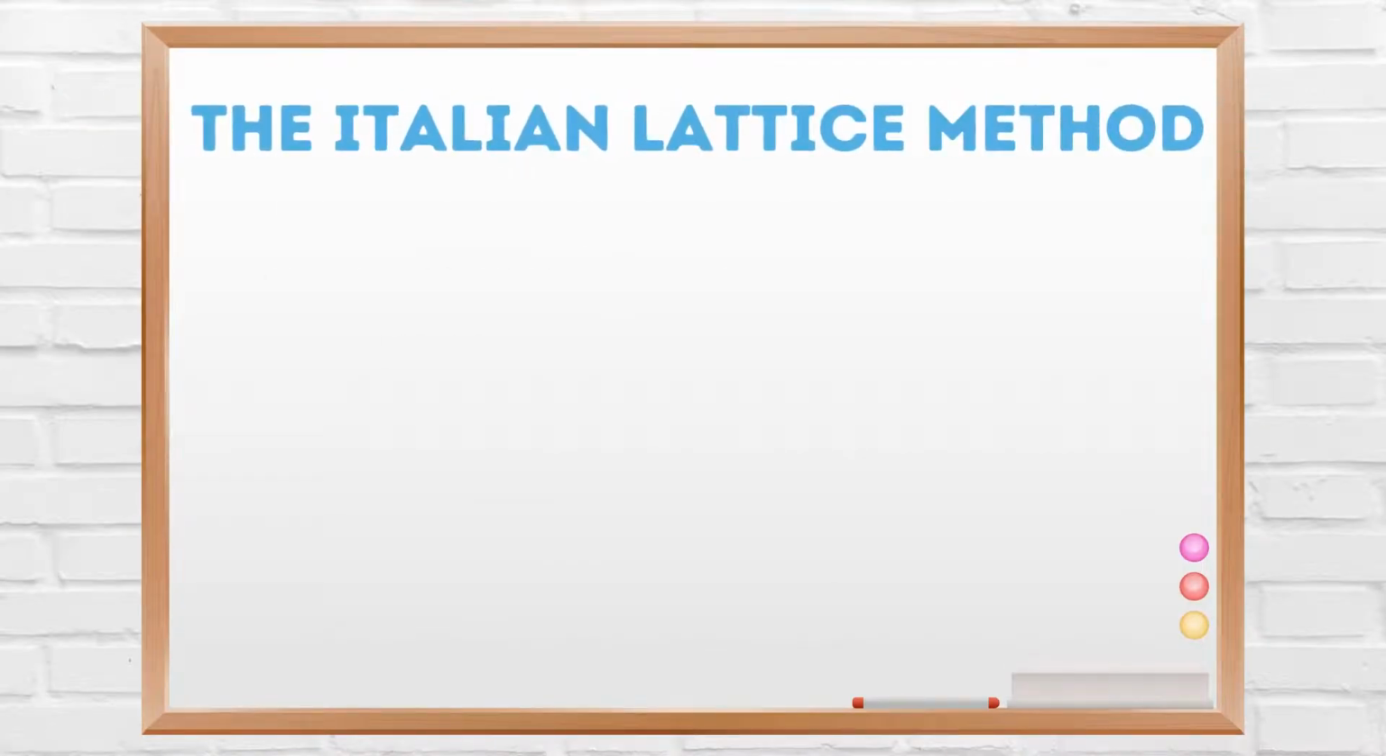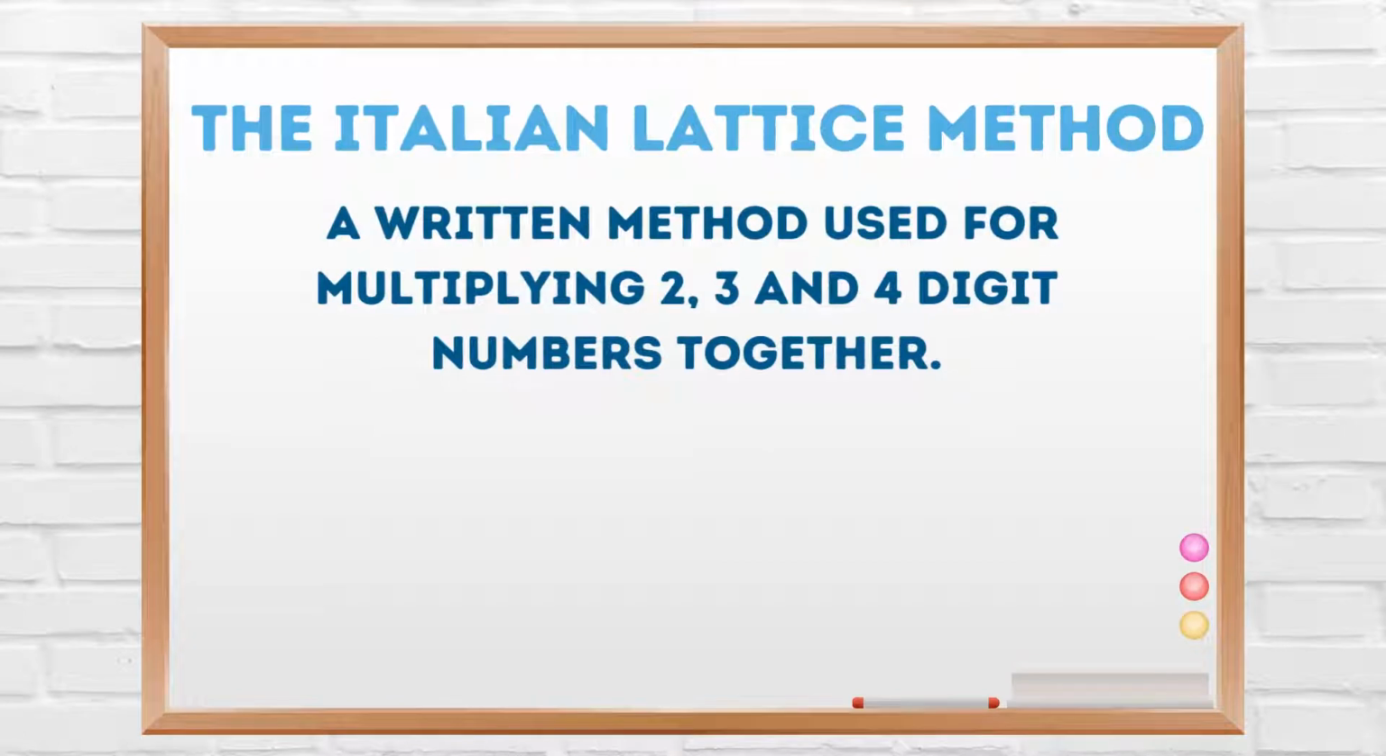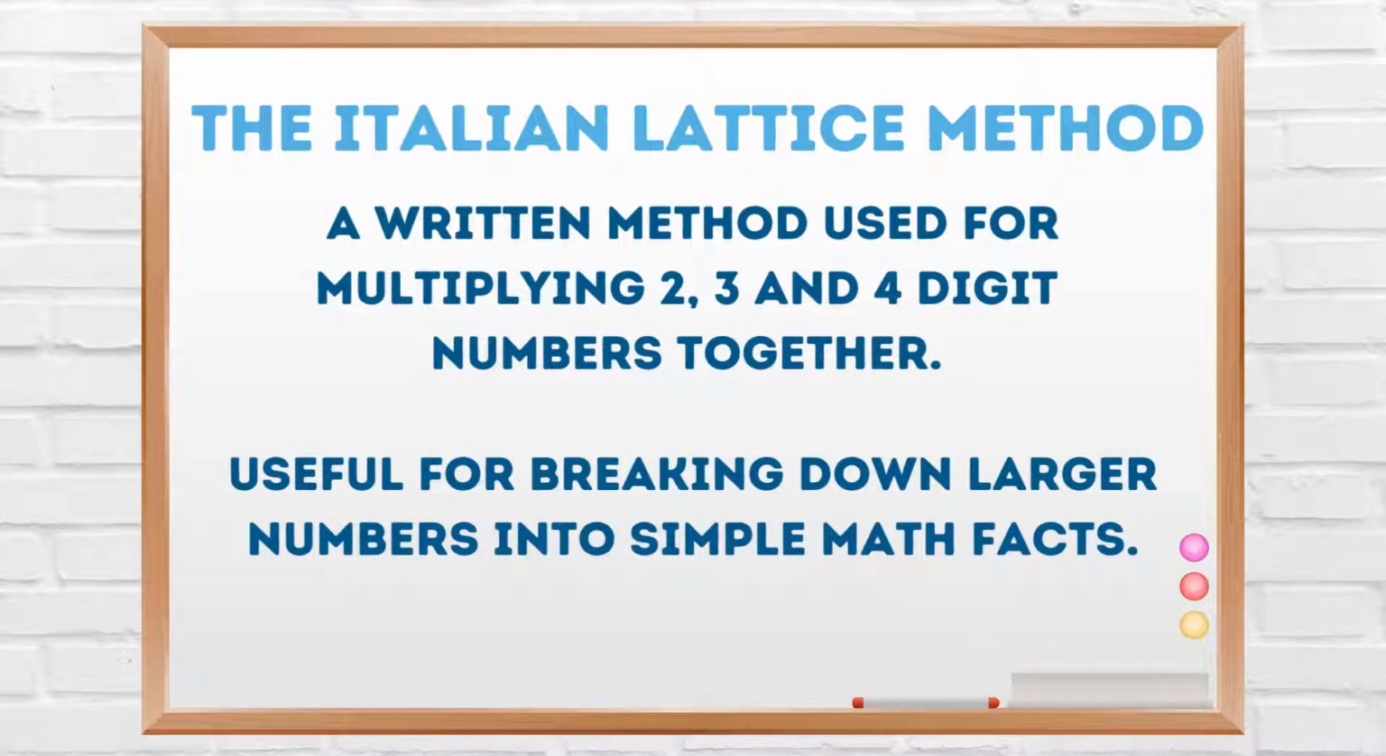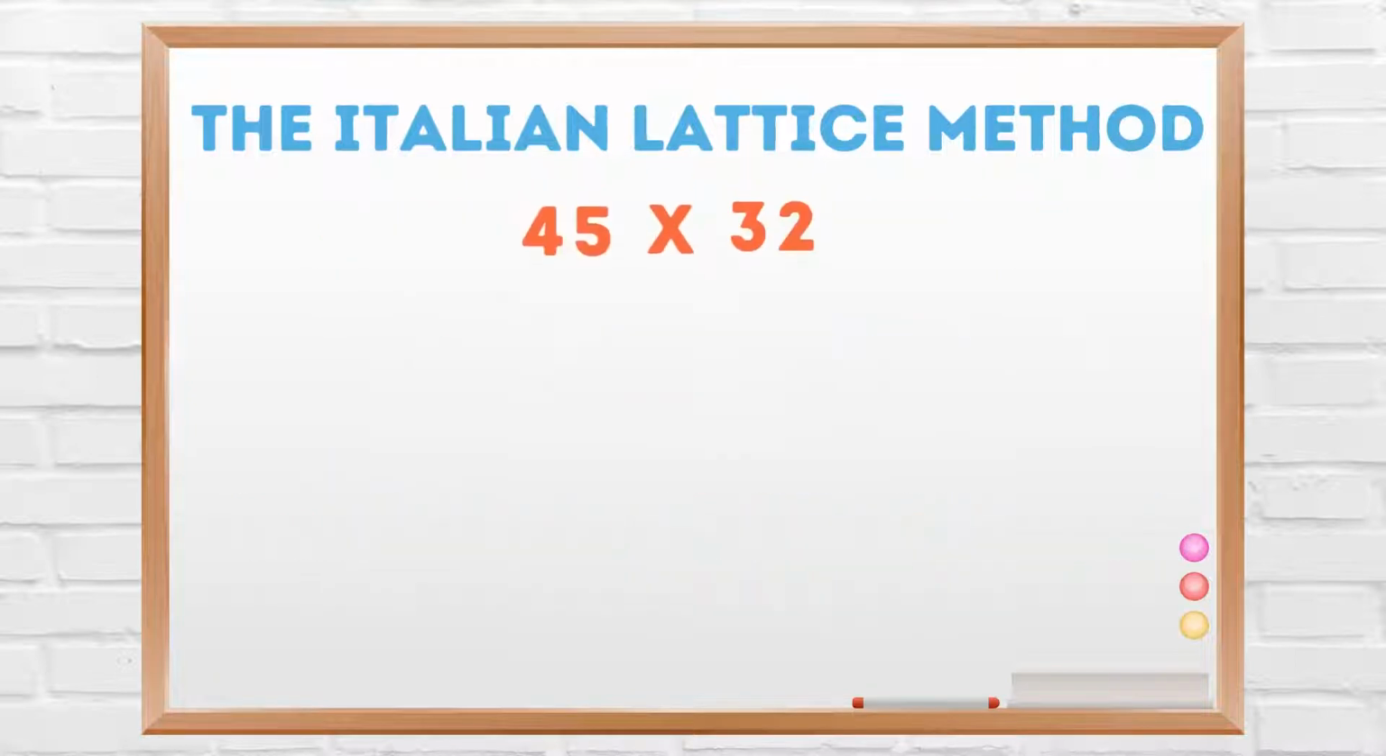The Italian lattice method is a written method of multiplication mostly used for multiplying 2, 3, and 4-digit numbers together. It is a useful strategy for breaking down larger numbers into simple math facts, and all you need to do is follow a few simple steps. Let's work out 45 times 32 using the lattice method.